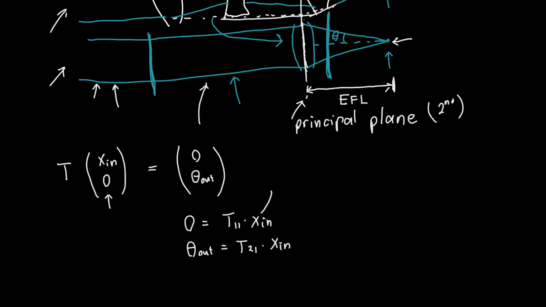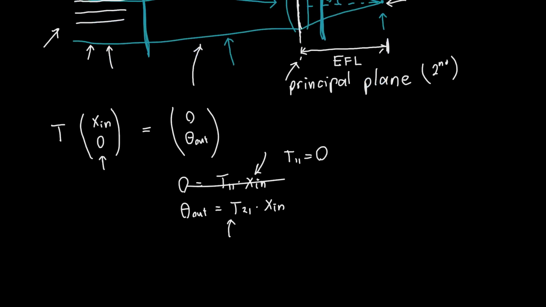And so the first equation says we want t11 to be equal to 0, because x in can be whatever we want. We can send in a ray up here, a ray here, a ray here. So for all x in, this equation has to be true. So t11 has to equal 0. Okay, that's interesting. What about this second equation? Well, this tells us what theta out is. And theta out has to be the same for our definition to work out properly. And this means that t21 of the two matrices has to be the same.